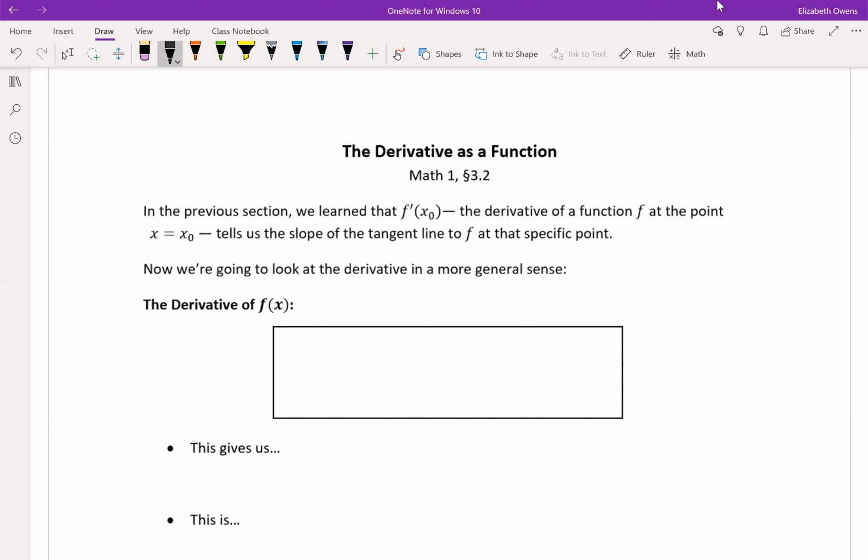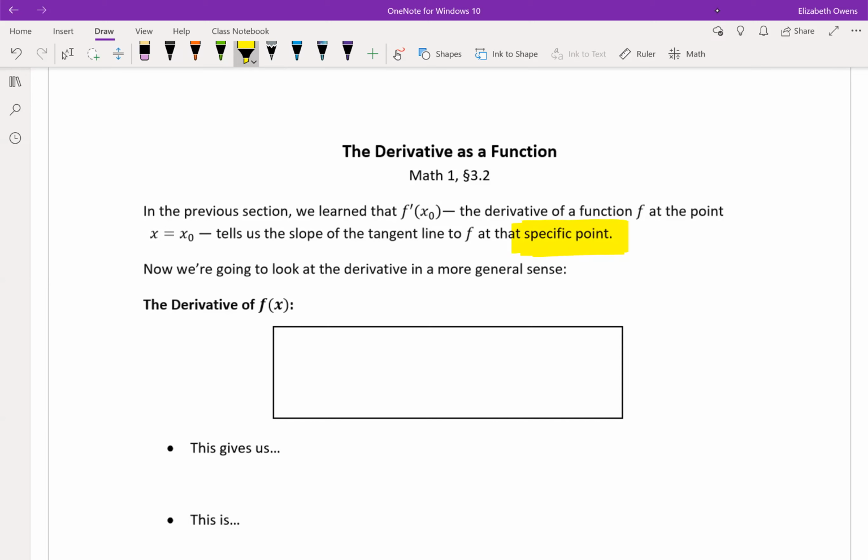So to recap, in the previous section, we learned that f prime of x naught, that's the derivative of a function f at the point x equals x naught. This tells us the slope of the tangent line to f at that specific point. The key word there being specific point.